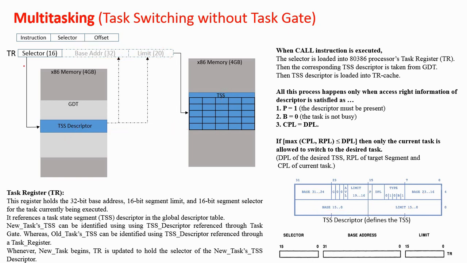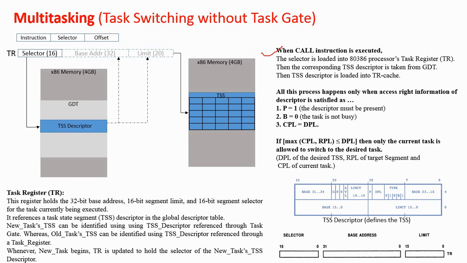Now, at some point in the discussion we discussed that the selector part of this task register can be programmed. For that there are two instructions. One is LTR, that is load task register. This is a privileged instruction. And one more instruction is STR, that is store task register. It is also used in protected mode. It is basically a non-privileged instruction.